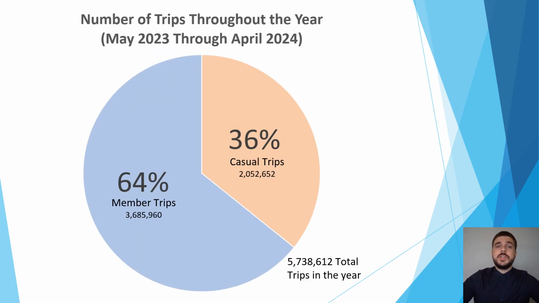Here's our first visualization, a pie chart showcasing the number of trips throughout the year. As you can see, there were over 5 million trips this year, 64% of which were conducted by annual members and 36% of which were conducted by casual riders. The blue will represent the annual members, and the orange will represent the casual riders. These color codes will remain consistent throughout the presentation. Our first major difference between annual members and casual riders that is apparent is that the annual members are taking far more trips than the casual riders.